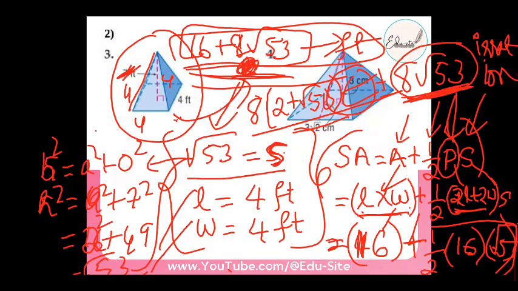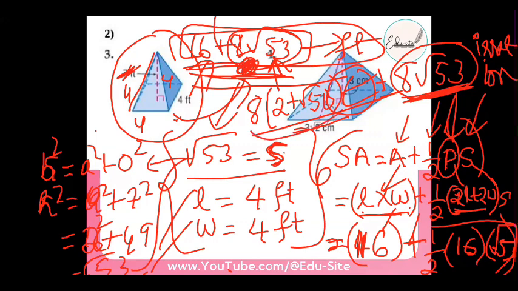16 plus 8, you are not supposed to do that. Okay? 8 root 53 is one number, and you do not have anything to add with 16. So it is 16 plus 8 root 53, or you can extract 8 outside the whole. So 8 times 2 is 16 plus root 53, you can write it in that way. The whole 8 can be extracted outside.